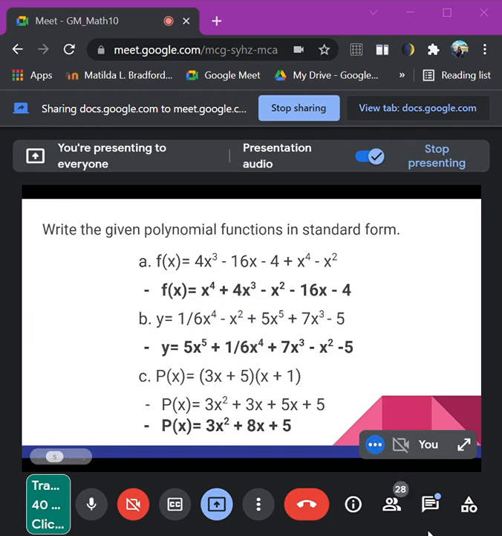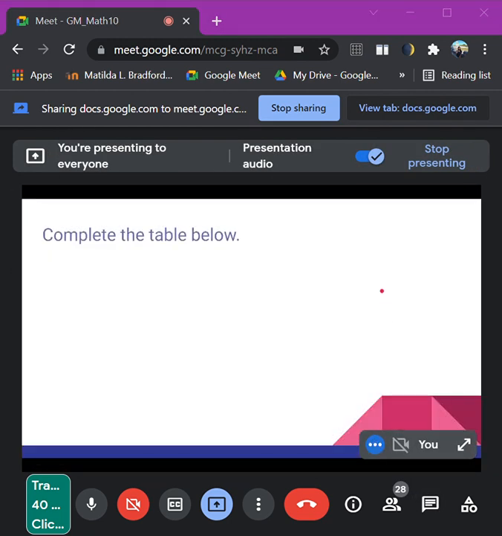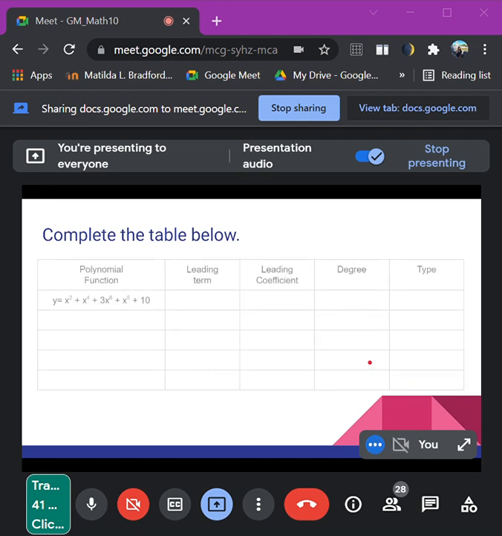Okay, very good. Now, this time we're going to complete the table below. This table consists of polynomial function, leading term, leading coefficient, degree, and the type. So you have an idea with this one, right? We have here our first polynomial function.